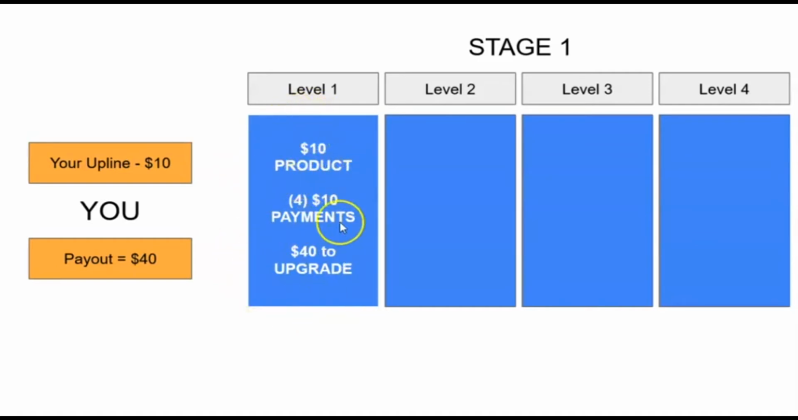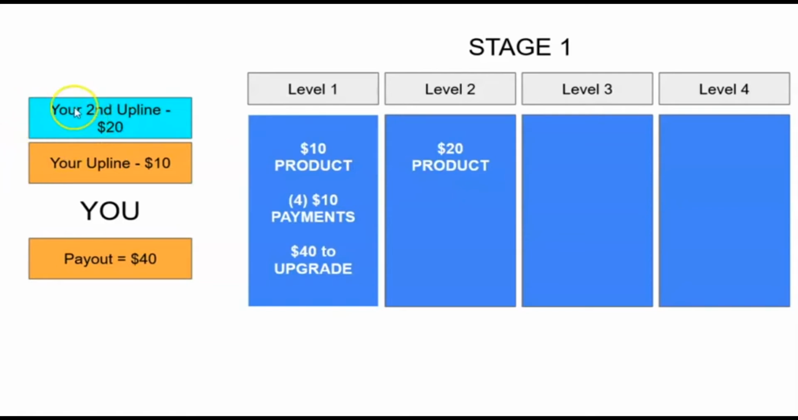From the $40 that you have earned, this is profit, and you're going to use that to upgrade to level 2. When you get to level 2, that is $20 to upgrade, and this $20 goes to the second upline above your sponsor. So the first level goes to the first upline, and then the $20 level goes to the second upline. That is going to unlock your level 2.